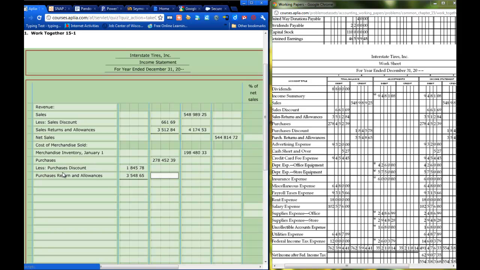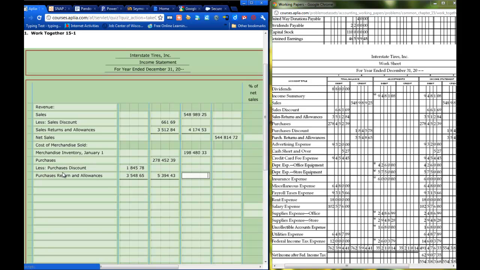Just like we did up here, my sales, returns, and allowances, my two lesses, I'm going to add them up, and it's going to go on the exact same line, just over. It'll be directly below purchases. So when I add up my purchases discount of $1,845.78 and my purchases, returns, and allowances of $3,548.65, I get $5,394.43.